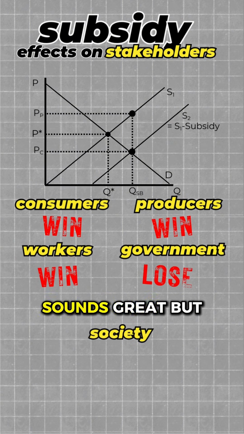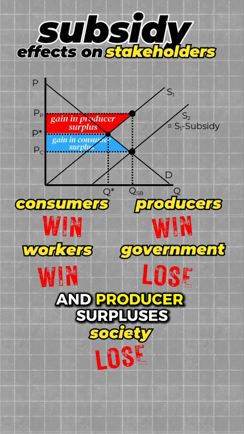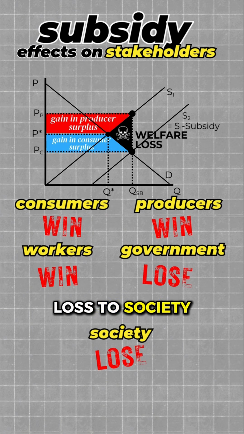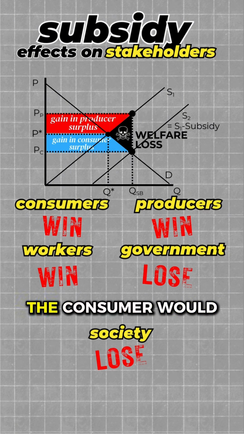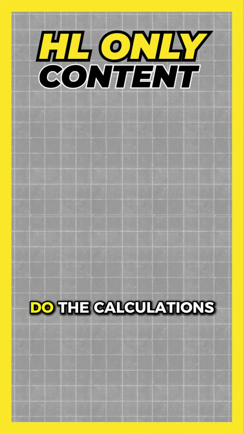How about society? Sounds great, but believe it or not, society loses. While there are gains in both consumer and producer surpluses, we can see this triangle here represents the welfare loss to society, since there is an overallocation of resources going toward the production of the good. This is a waste, since at the actual price, the consumer would not buy as much and suppliers would not produce as much.